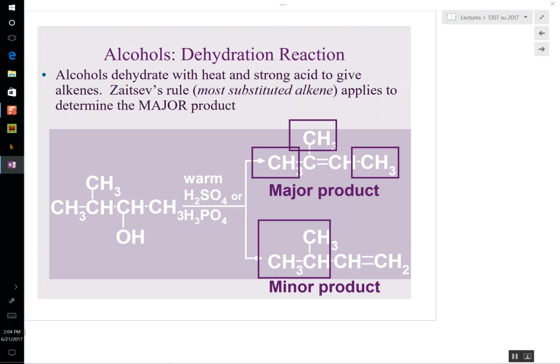So, double bond here is this product. The OH was there, and this hydrogen went with it. You got a double bond. Here's where the OH was here, and it left with one of the hydrogens over here. You got a double bond on the end now.